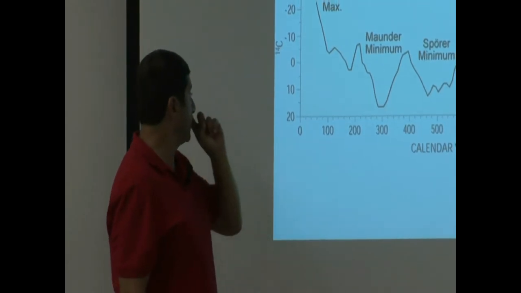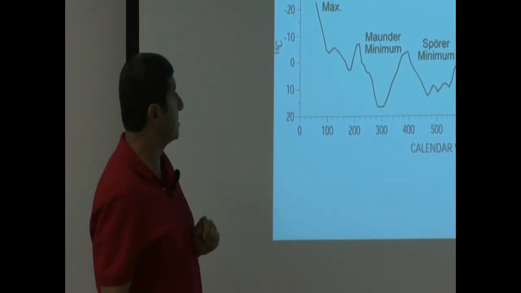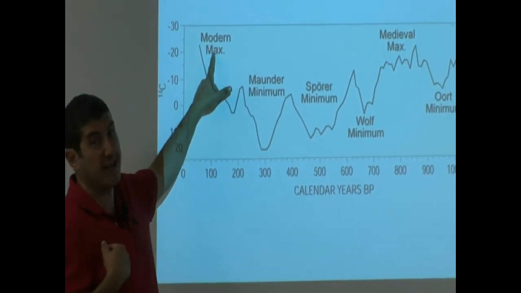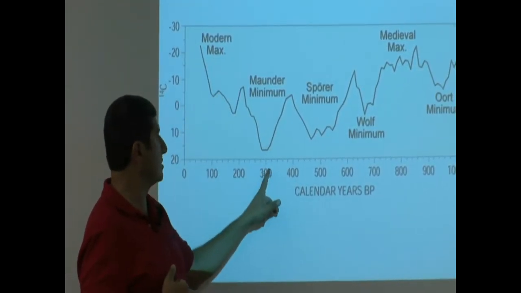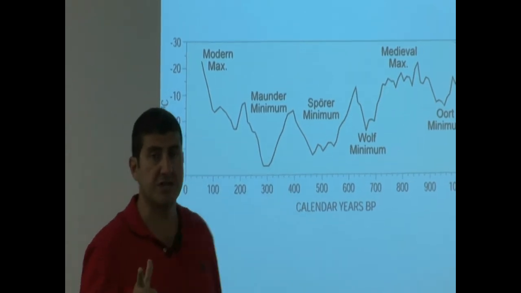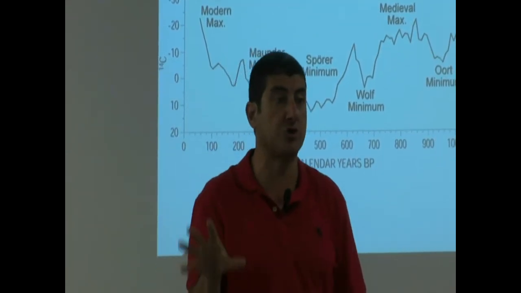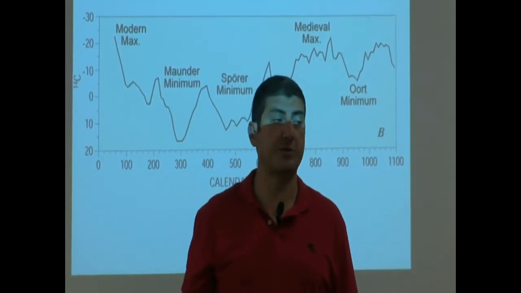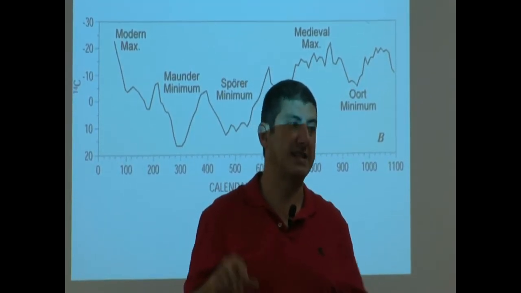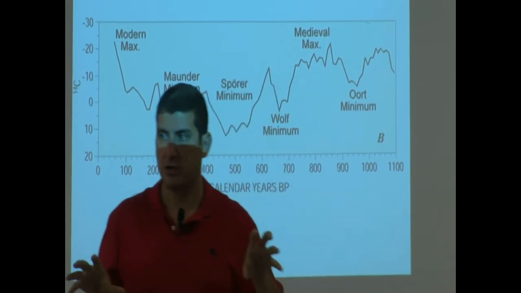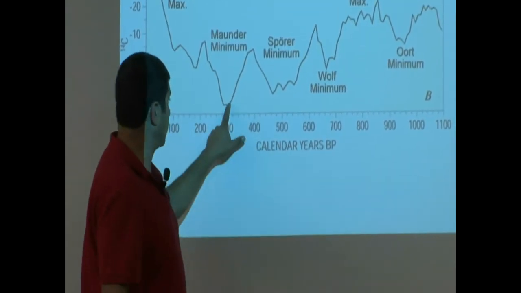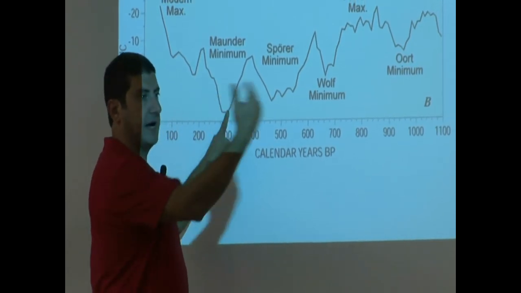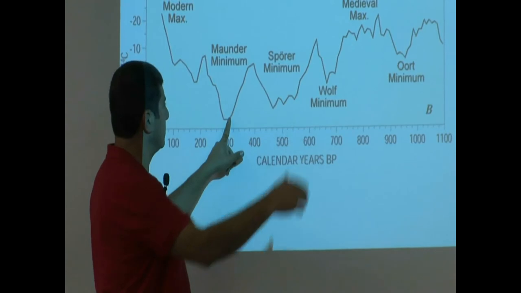Now, one of the things that they do here is they write down what has taken place. Right now we're called the modern maximum. During the 1600s, 300 years ago, there was a period of time known as the Maunder Minimum. Northern Europe particularly experienced a little ice age. It became very cold. That makes sense because the sun was very inactive. The temperature on the earth was affected by the sun's activity.